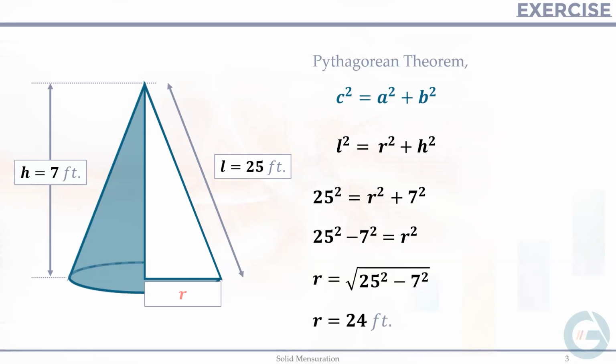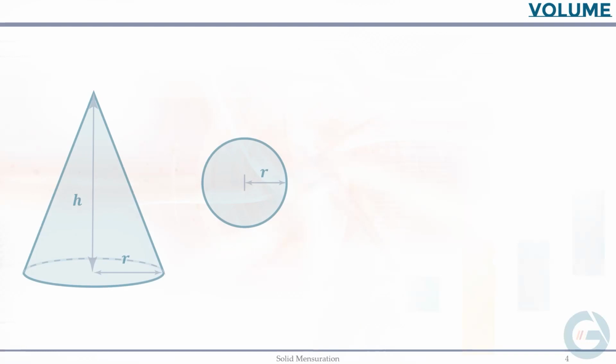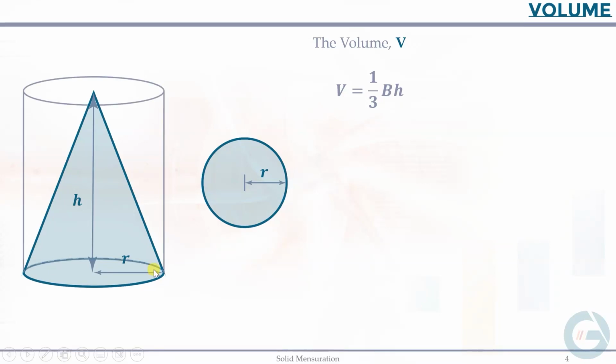Okay, so we can now calculate for the volume. Let's refer to this given cone. The formula for the volume of the cone is the area of the base and the height, but times 1/3. So where did this 1/3 come from? If this cone is placed inside a cylinder, the condition here is that the radius of the cone and the cylinder are equal and with the same height. So this cone will take 1/3 of the volume of the cylinder.